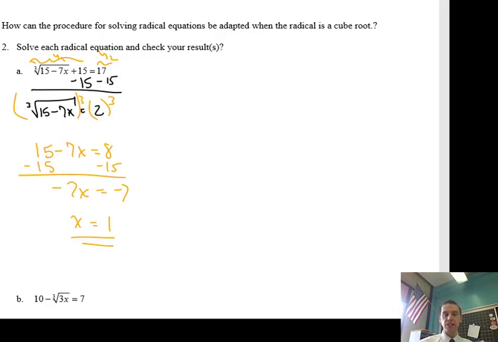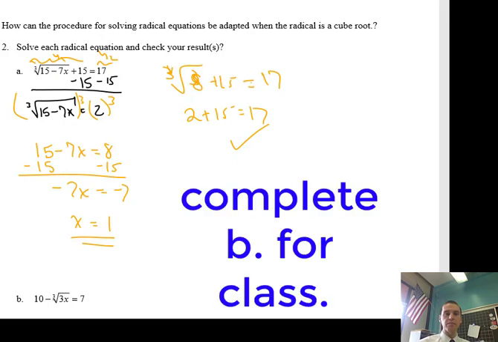15 minus 7 is 8. The cubed root, try to do that the correct way. Cubed root of 8 plus 15 equals 17. And you're going to get 2 plus 15 does equal 17, so you're good to go. You guys need to have B done for class, so if you want to pause it and do B.